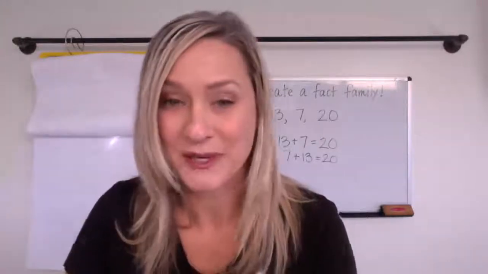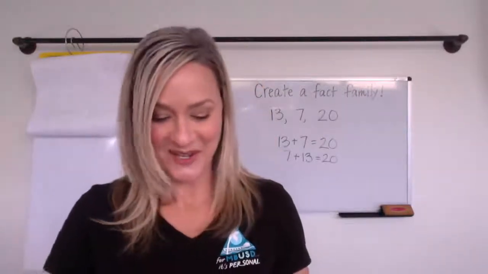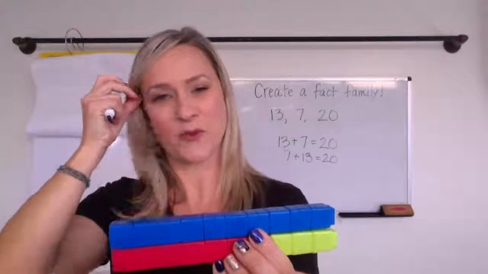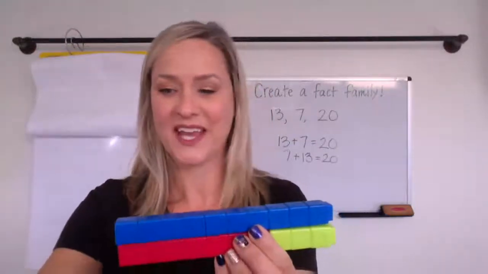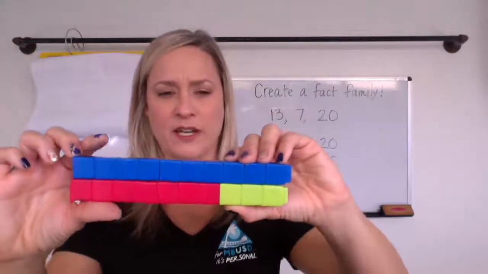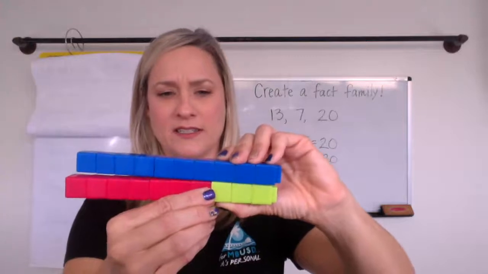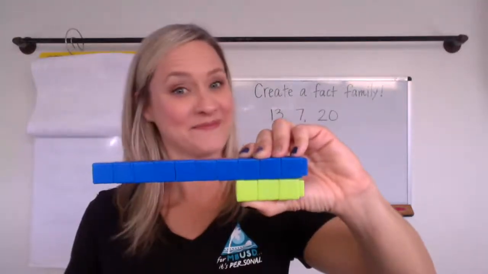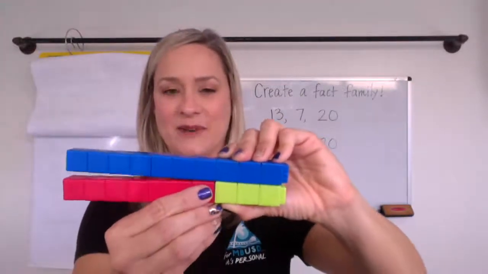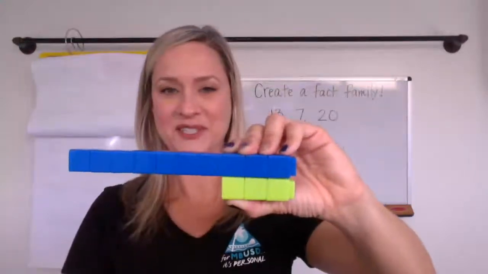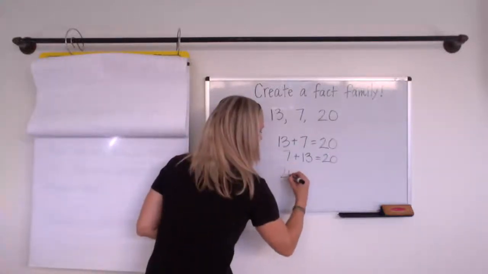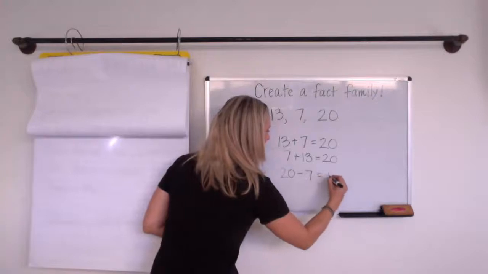Did anyone think about subtraction? So if you start with 20, and take off 7, how many will you be left with? Let's look at that. If we start with 20, here's my 20, and I take off my 7, how many are left? 13. Okay, so 20 minus those 7 equals 13. So we've got another one to add to the list.